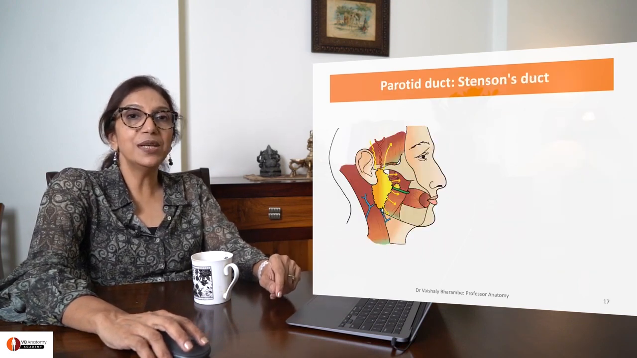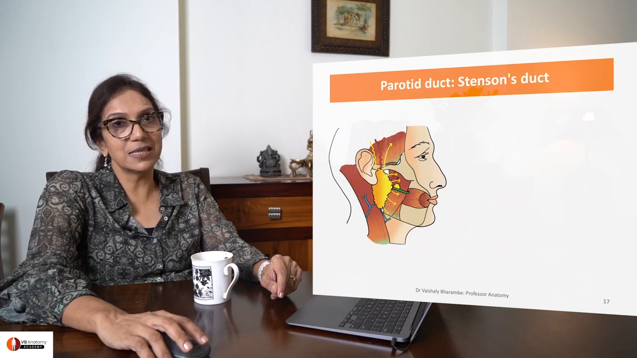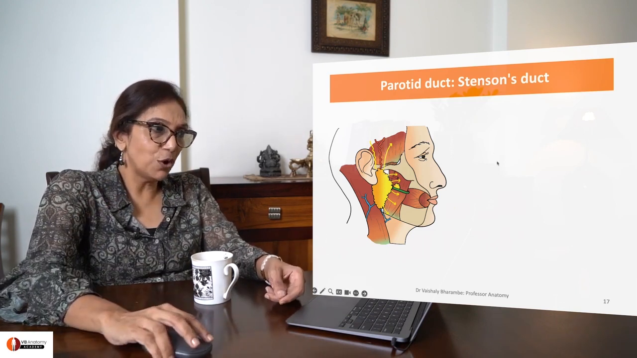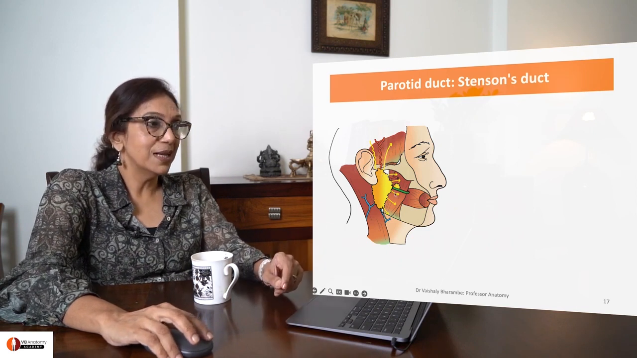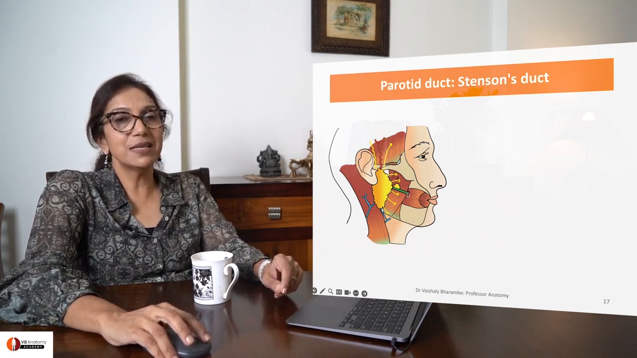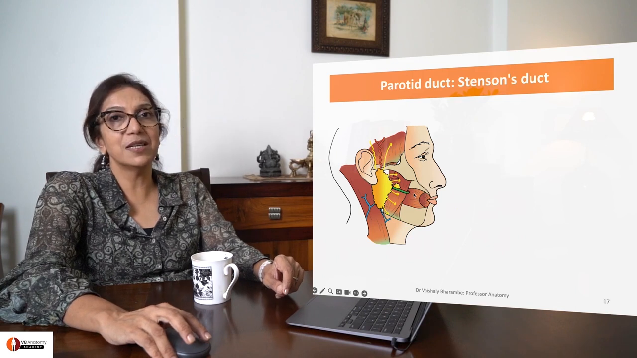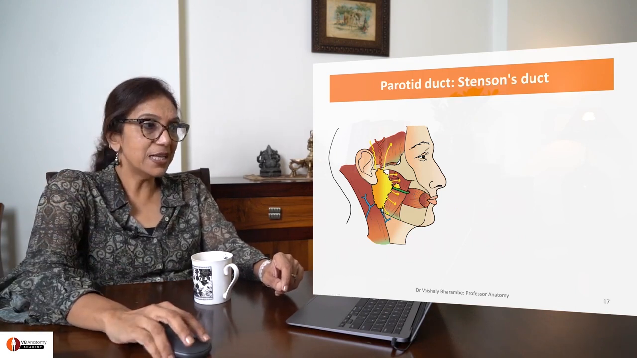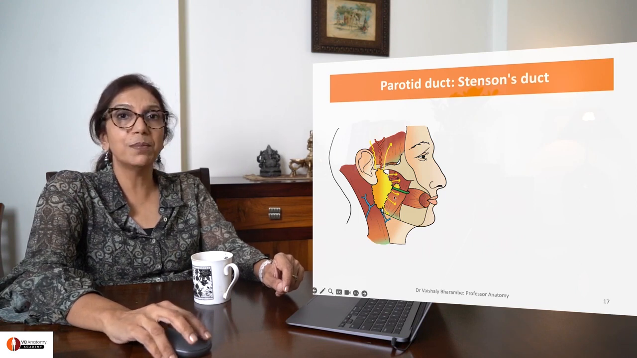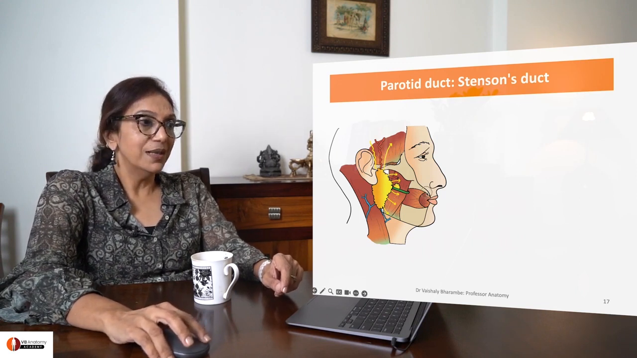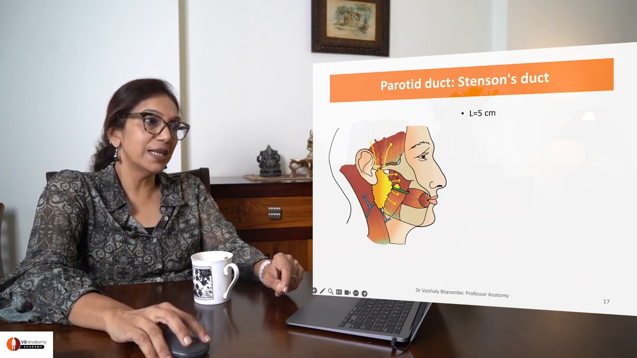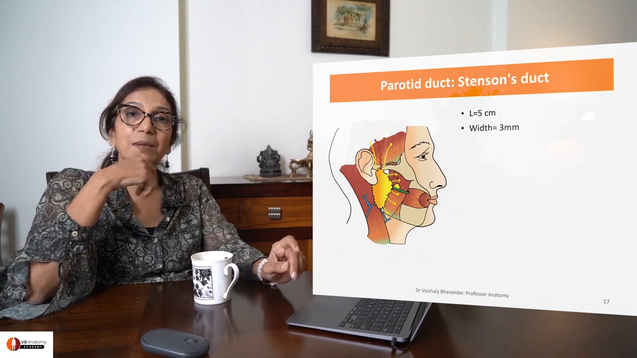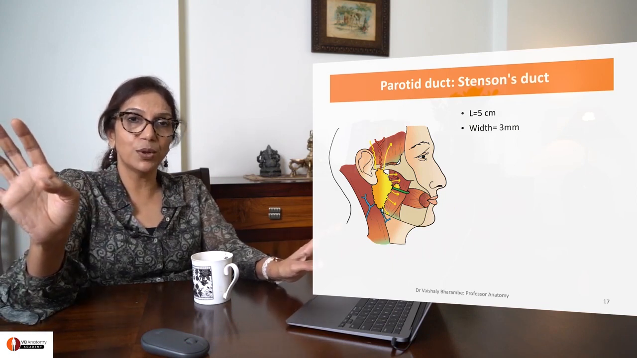With this, we come to the next, the beautiful Stenson's duct, which is the duct of the parotid gland, emerging from the gland. Follow the image, please. Running over the masseter muscle, piercing the buccinator, draining the saliva into your mouth. It lies between the upper buccal and the lower buccal nerves. This duct is about 5 cm in length and 3 mm in width. From my side, I am done teaching you the parotid duct.